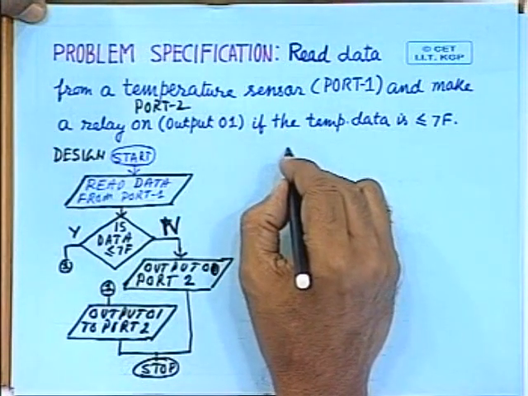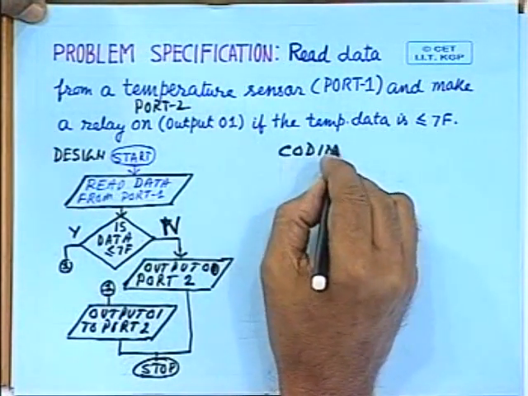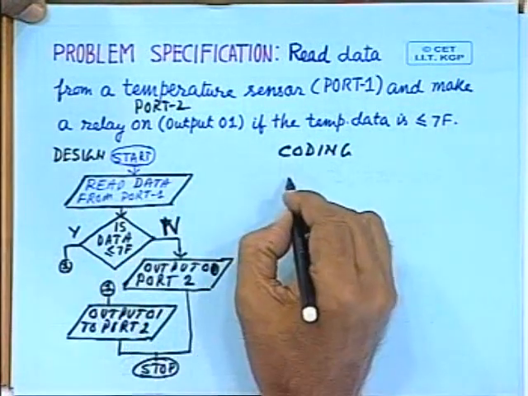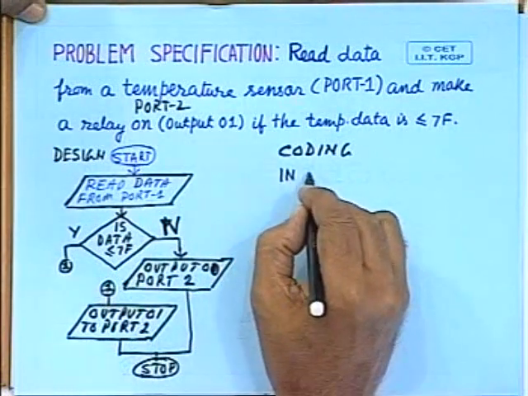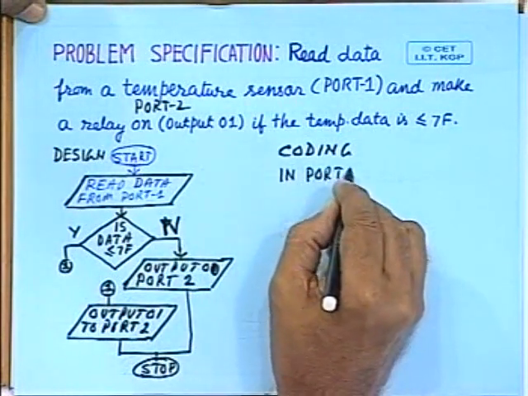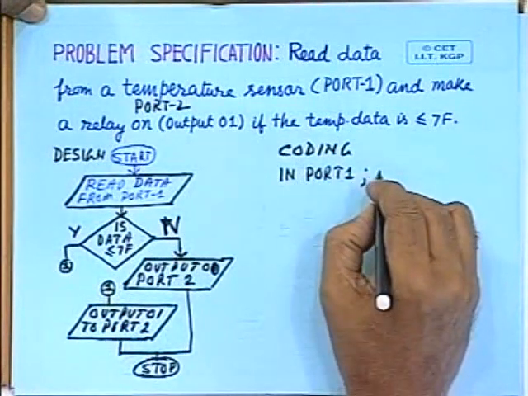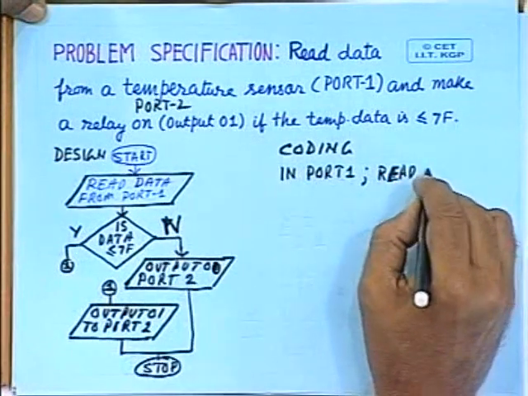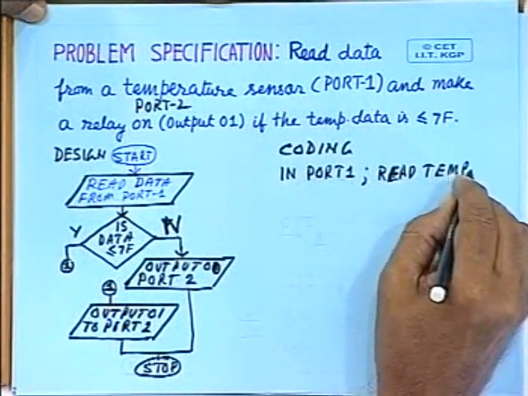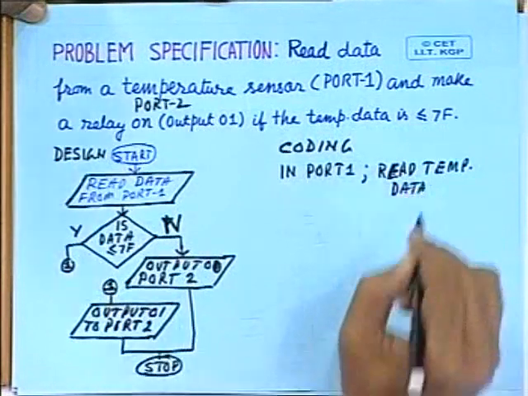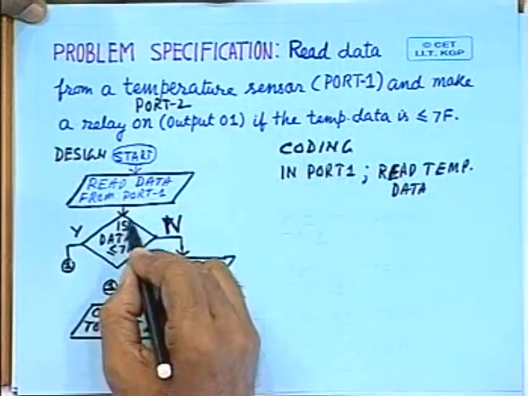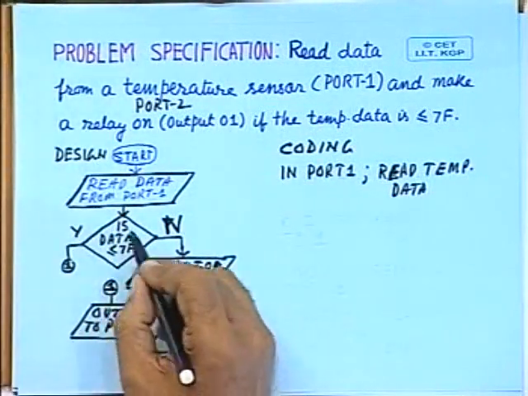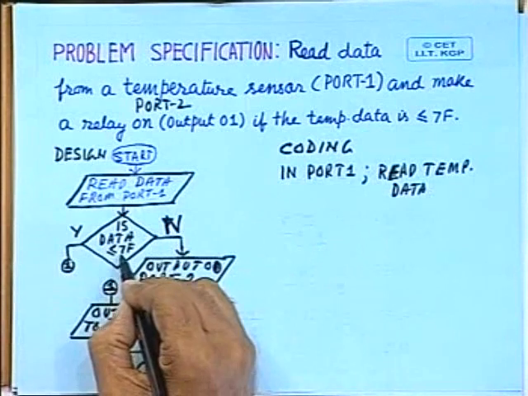Then we do the coding, write the program corresponding to this flowchart. This reading of data can be performed by a simple IN port 1 instruction. You can put a comment: read temperature data, temp data. After you have read, you have to perform the compare operation. You have to compare this with 7F.